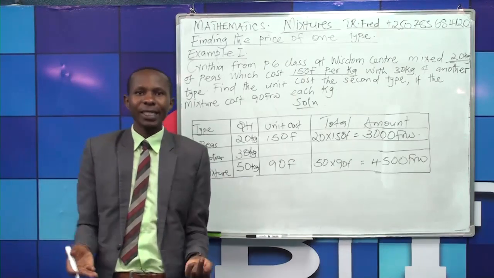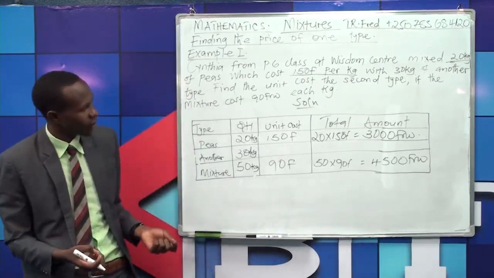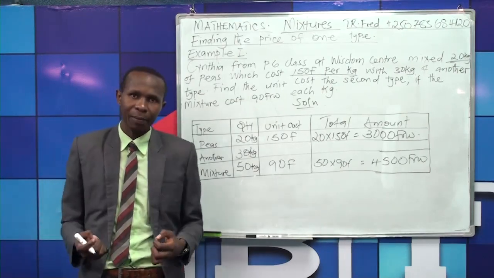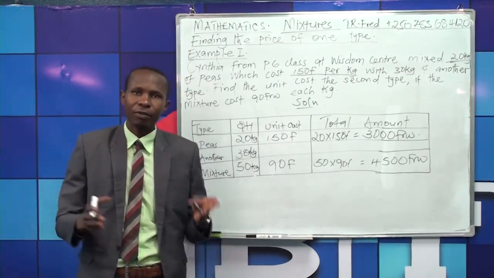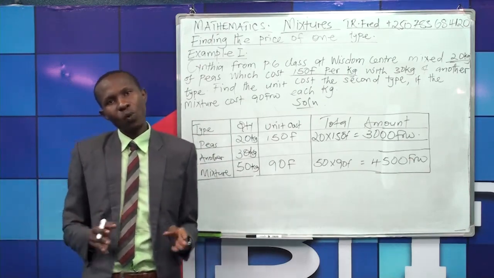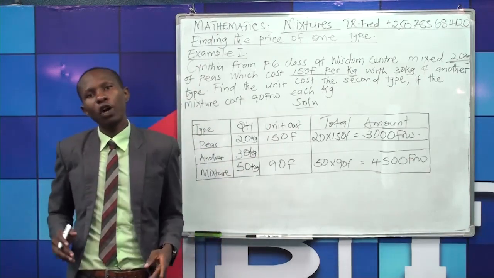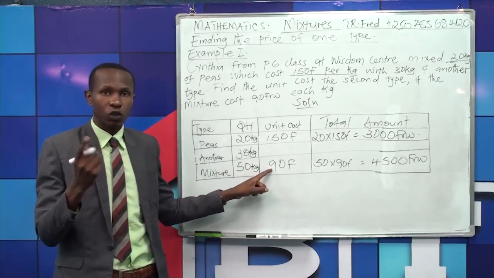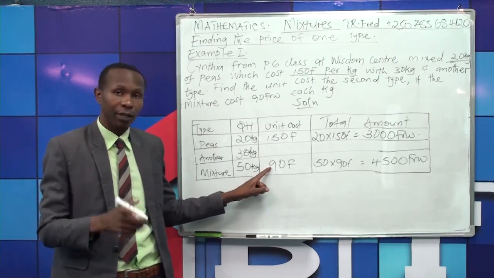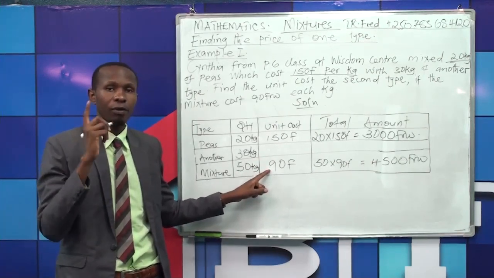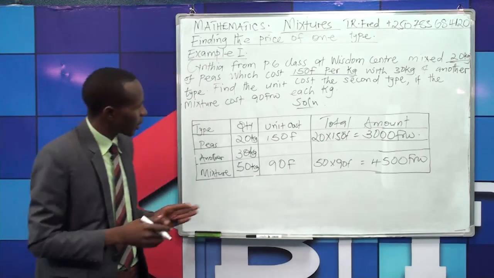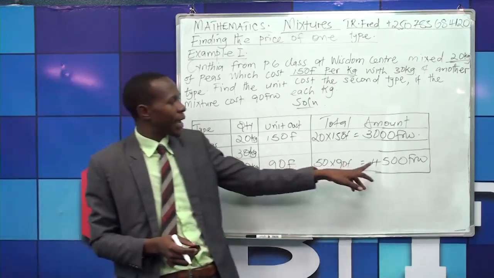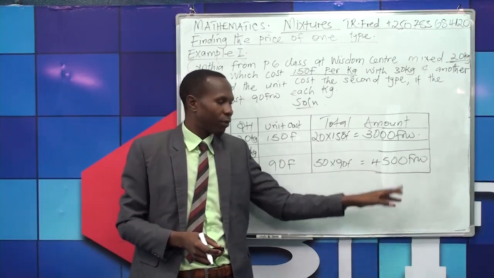So what does this mean? This is its implication. When you want to buy 50 kilograms of a mixture, you'll pay 4,500. But if you want only 1 kilogram of a mixture, you'll pay only 90, not 1,000. You'll pay 90 if you want only 1 kilogram. At the same time, if you need to buy 50 kilograms of a mixture, you'll pay 4,500.